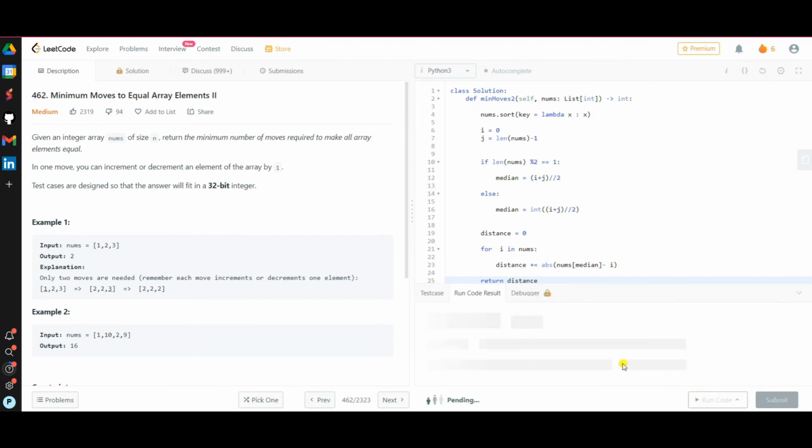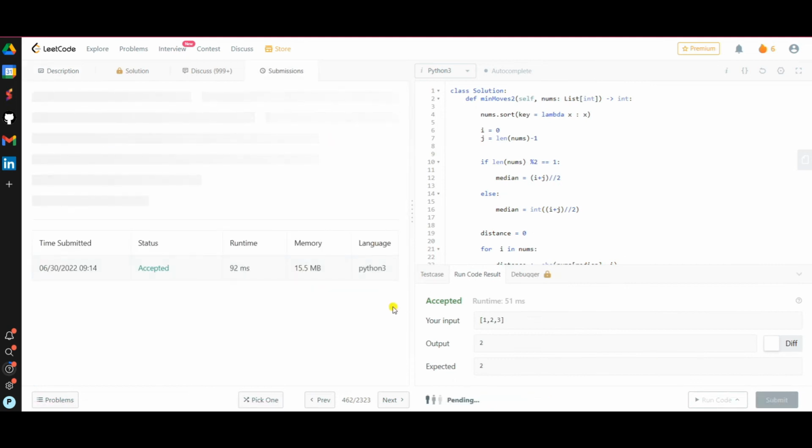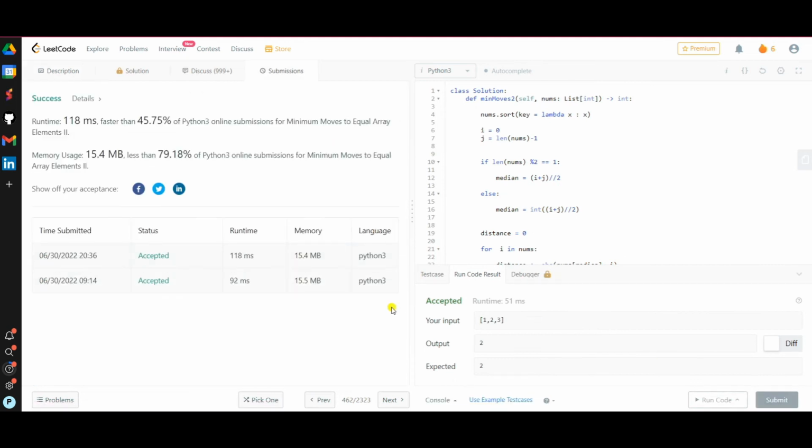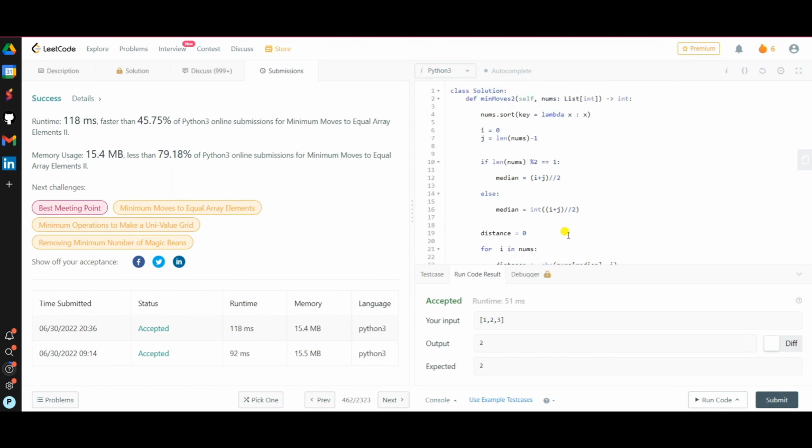So let's check. Yep, let's try submitting this. Yeah, it got accepted. So this is the whole concept behind this, and I think taking the intuition from the friends example is the best possible way to think about this problem.